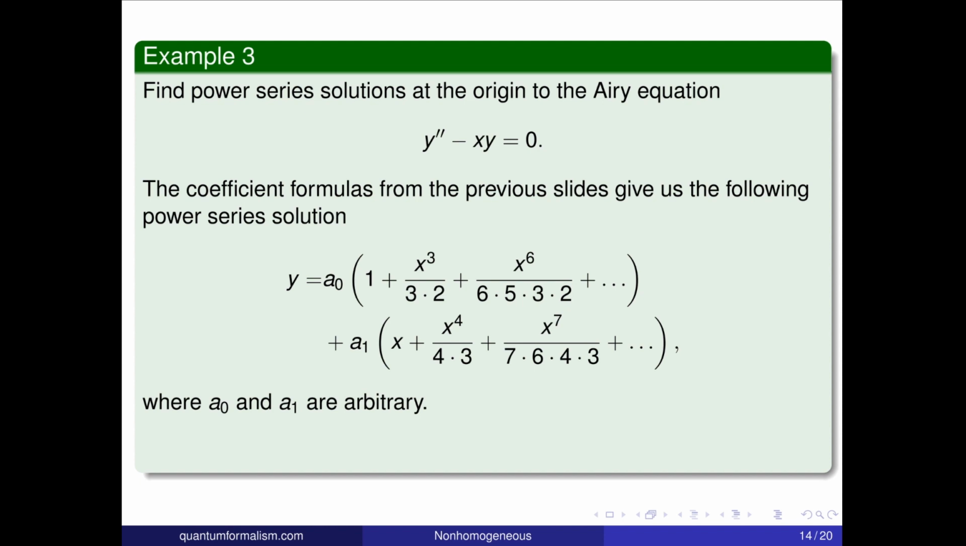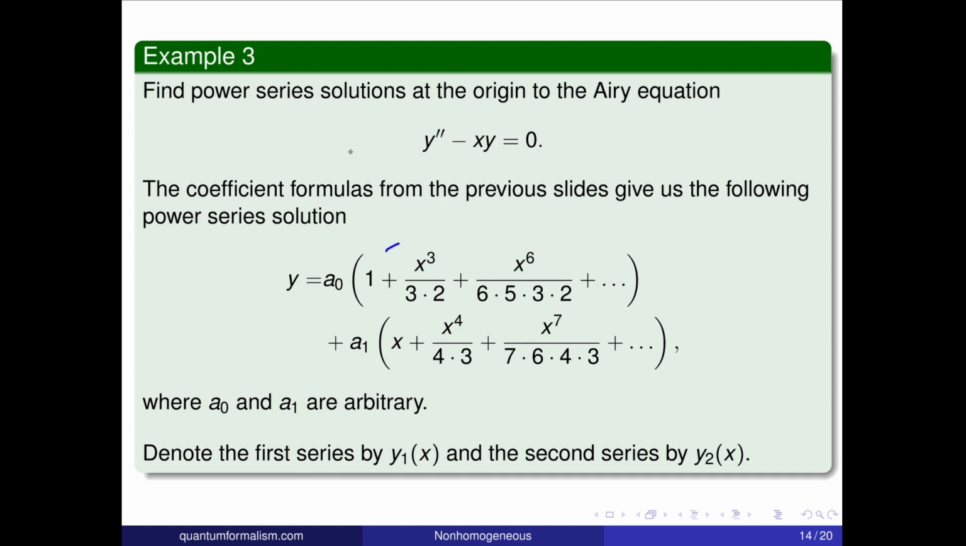All right, so let's call this one y1 of x, and this one y2 of x. And let's see. So this is the general solution, but to be super sure of that, we'd want to show that the Wronskian of these two power series is non-zero. And then we might also want to know what the radii of convergence of these two are, right?